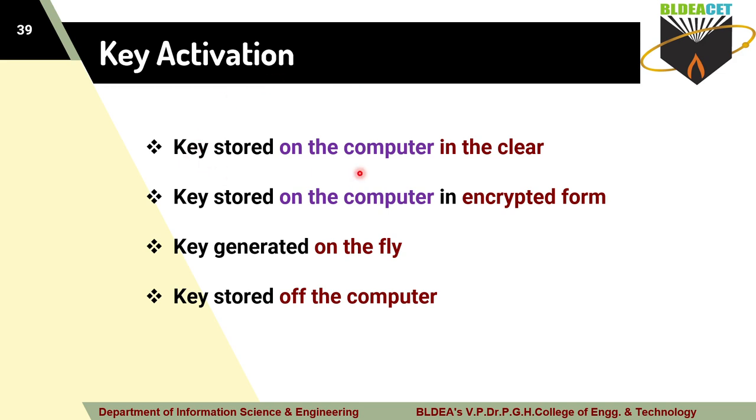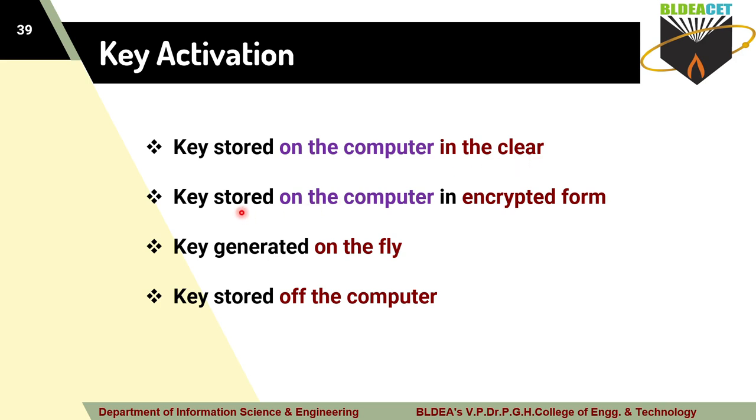One is key stored on the computer in the clear. So what are the keys generated? That key you can store on the computer in the clear, which means you store that key as it is. Now whenever you want to use it, whatever procedure you require is known by that particular person. It is open. Anyone can activate that key which is stored in the computer in the clear form. In that situation, the user says, yes, I am the authorized user, I have the authority and I know the activation process. That activation process is open here.